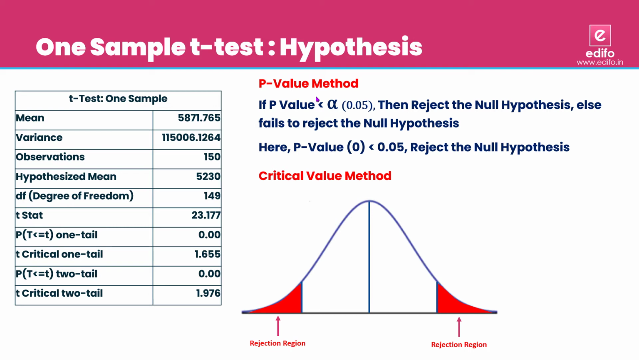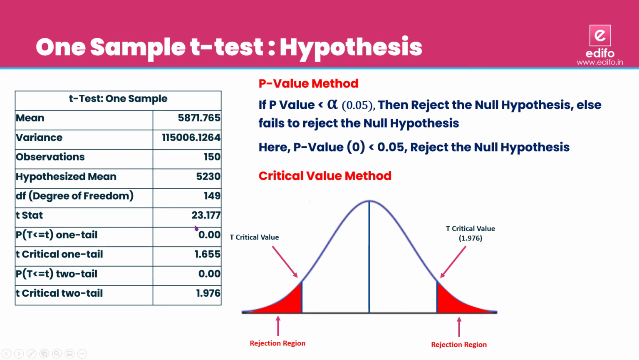These are the rejection regions, because anything above or below the t critical value is considered a rejection region. So this is the t critical value, 1.976 here and minus 1.976. 1.976 is the t critical value. And the rule is that we check which region our t statistic value resides in.